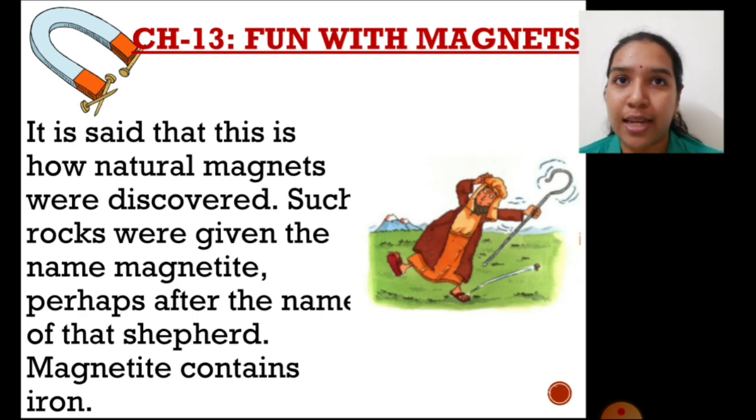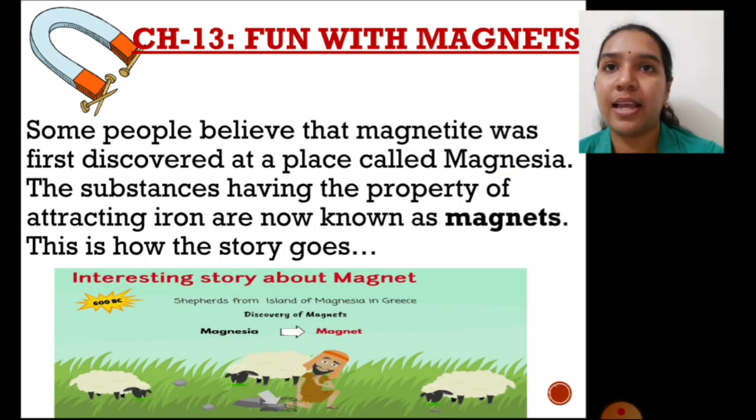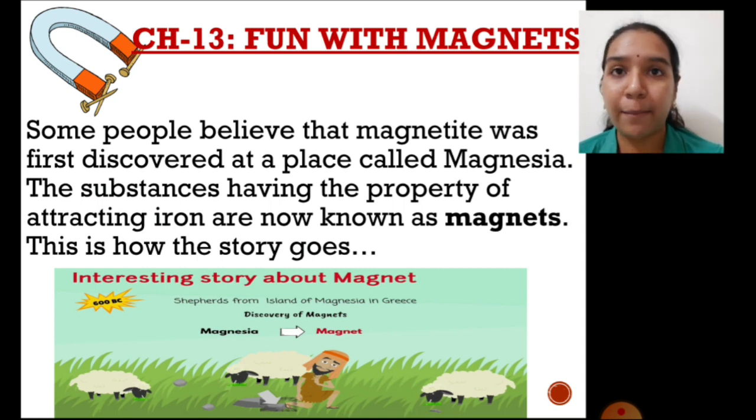During the ancient times, such rocks were given the name magnetite, which was named after this shepherd named Magnus, who actually discovered it. Present day studies even say that magnetite contains iron. But a few people believe that magnetite was discovered at a place called Magnesia. So there are many theories like this.